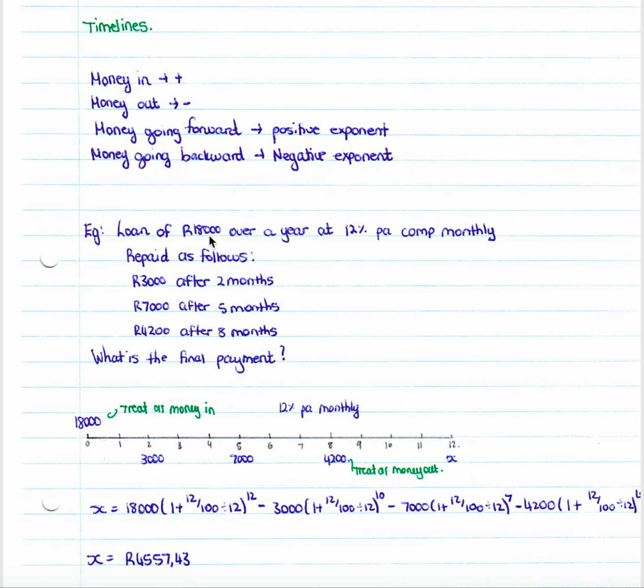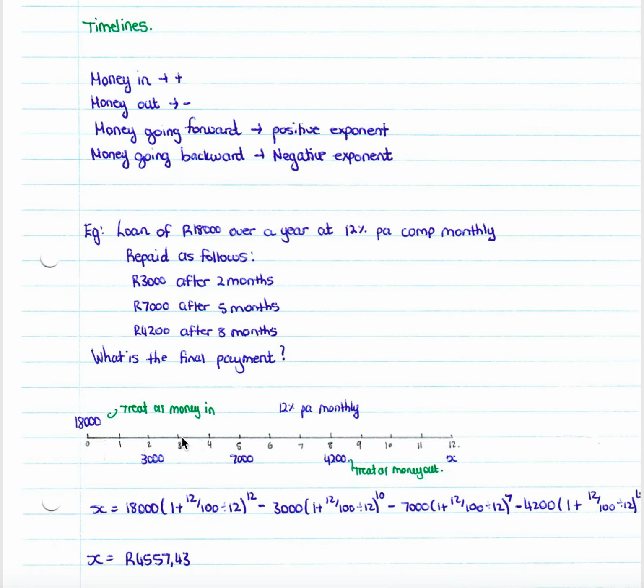So take this, for example, a loan of 18,000 over a year at 12% per annum compounded monthly, repay it as follows, and you are given these repayments, which have been drawn in on the timeline. So what is the final payment? So we take this x, we're going to treat 18,000 as money going in because it's been given to you, and now you have to pay off that amount, so we treat that as money coming out, or money coming off your liability that you owe, which is indicated by the negatives here.